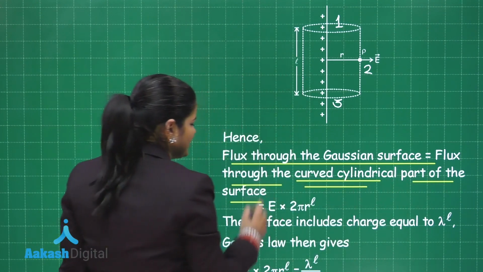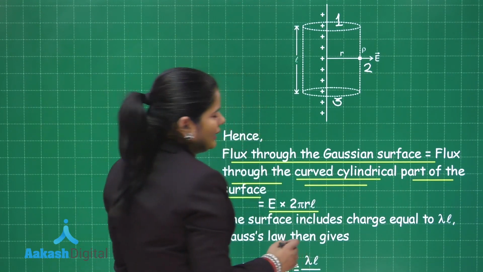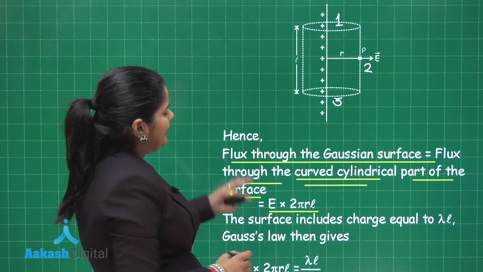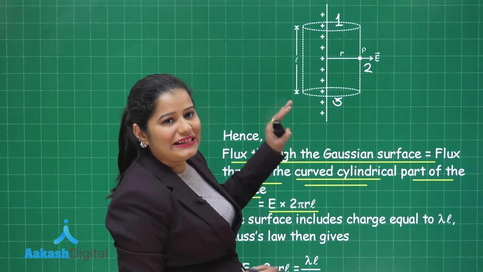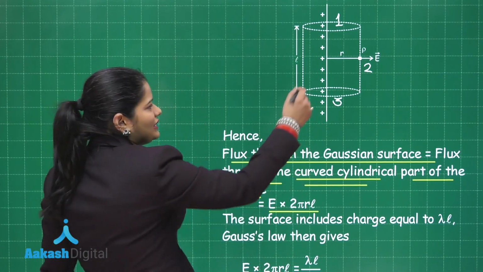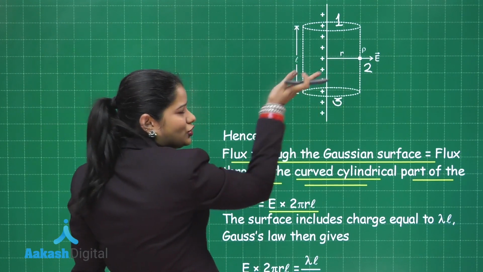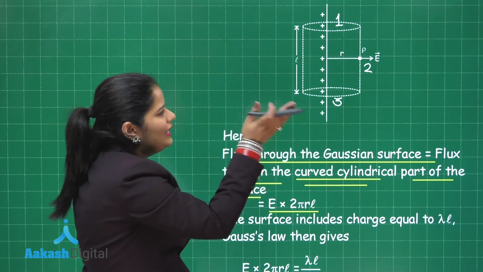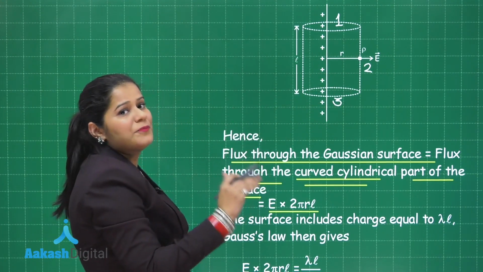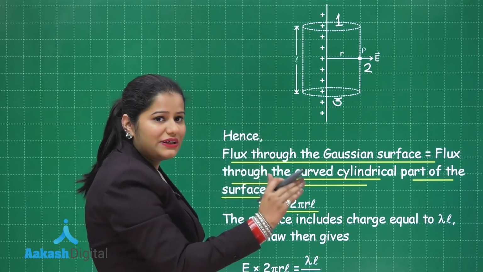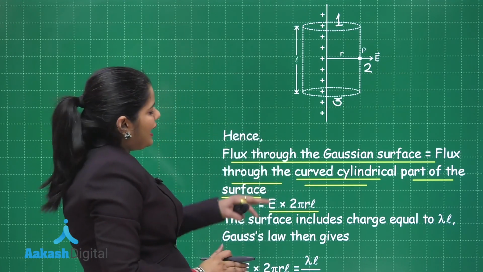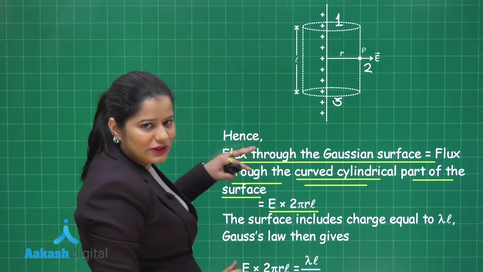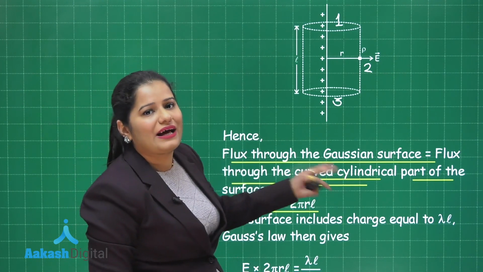Hence we can say the flux through the Gaussian surface will be the flux through the curved cylindrical part of the surface. It will be E into 2 pi RL. Basically the flux is E ds cos theta. Here, if you take the small area element, that is also going to be radially outward and hence the angle is going to be 0 between the electric field and the area element. So the flux will be equal to E into 2 pi RL simply.